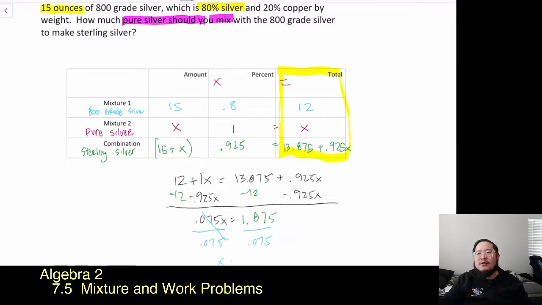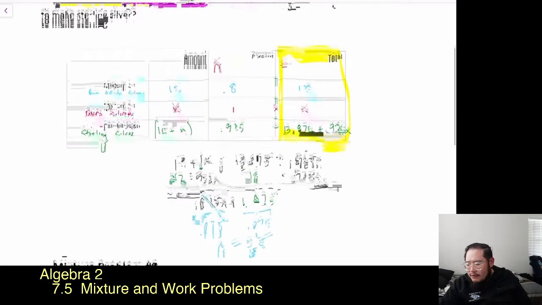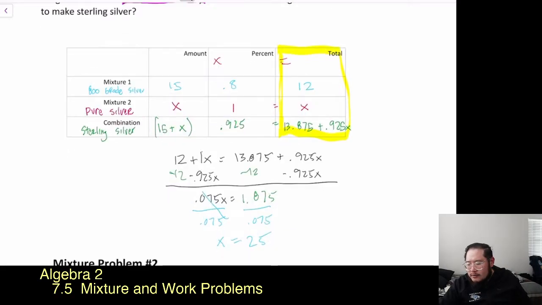So what does this 25 mean? That's what x is. And what's x? It's the amount of pure silver necessary. So how much pure silver is necessary? 25 grams. And there you go. There's your answer.